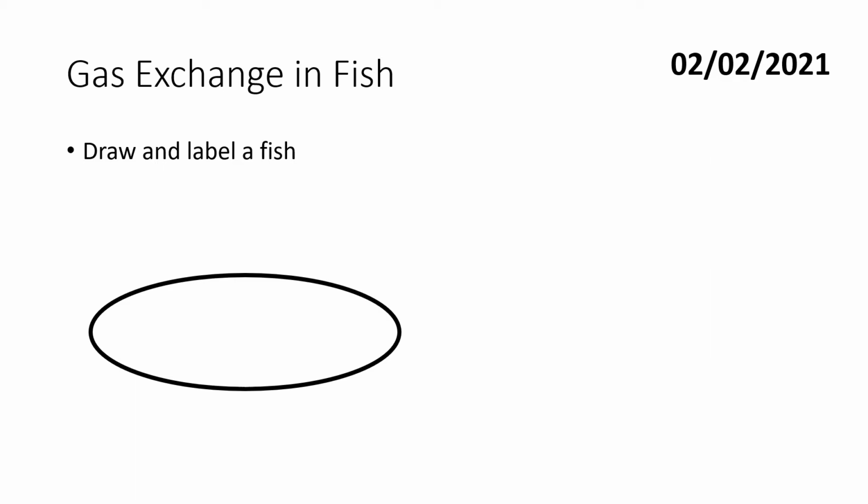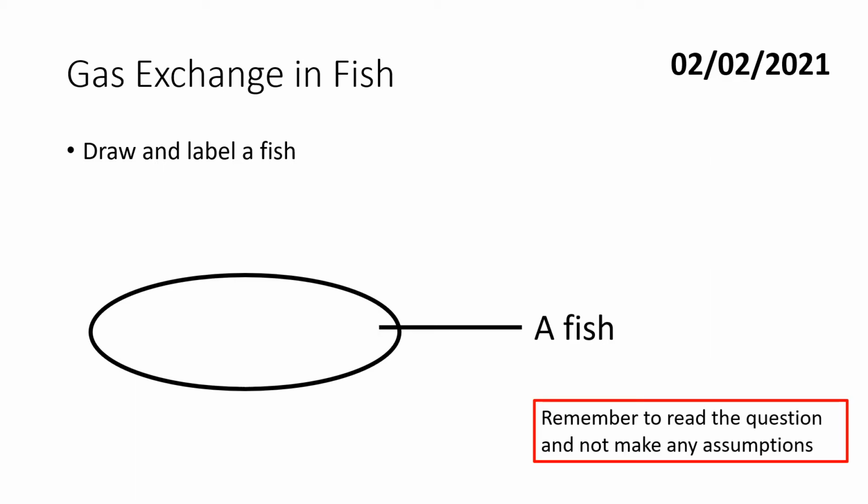Well folks, remember to read the question. So you had to draw and label a fish. Well, that circle has been drawn and labeled as a fish. Remember, don't make assumptions in questions, don't make them overly complicated, don't start jumping 15 steps down a path. Read the question and do specifically what it asks. You were asked to draw and label a fish.